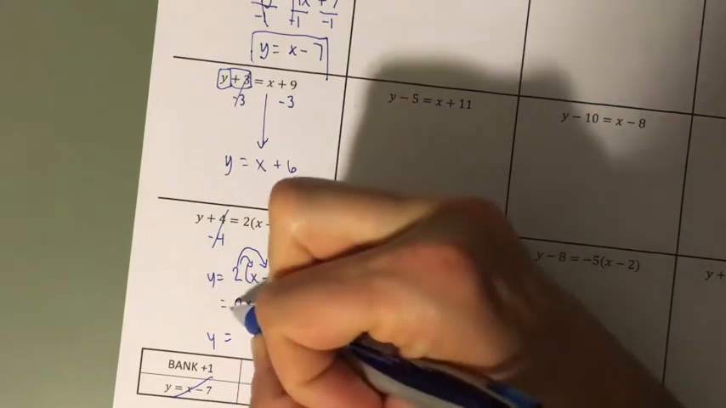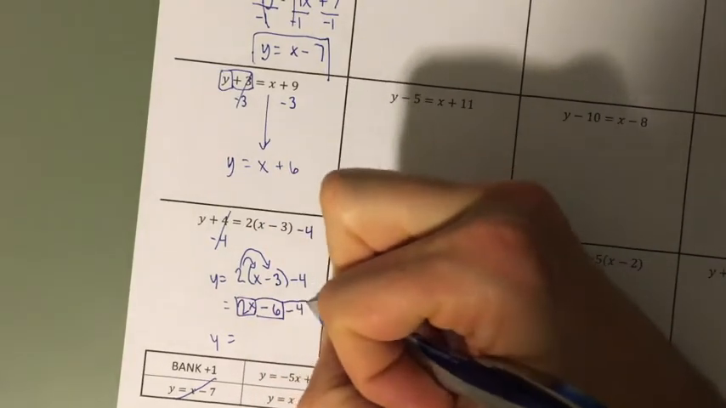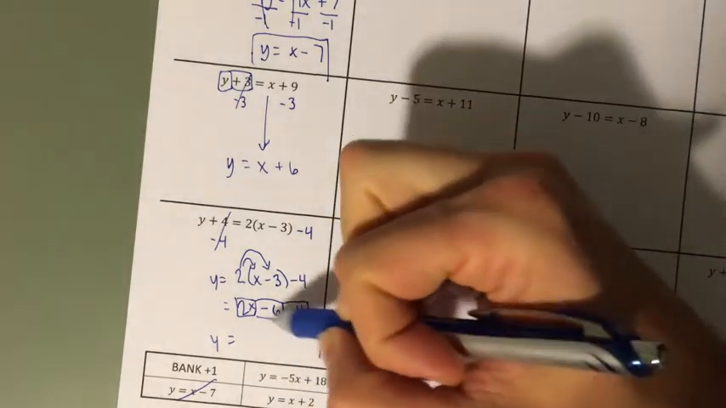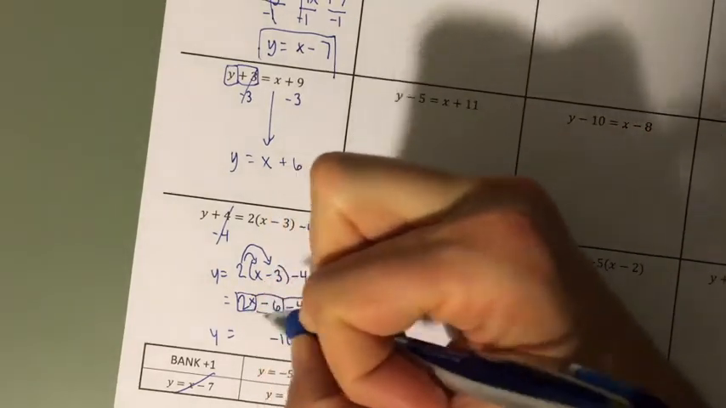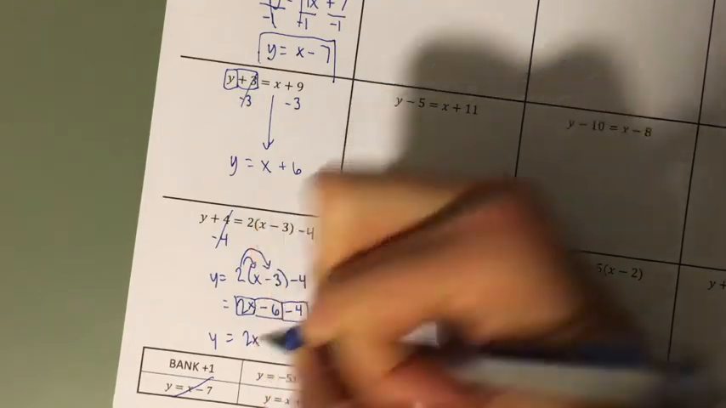So 2x minus 6 minus 4. And the question is, which of those two things can you put together? The negative 6 and the negative 4 are the same, so those just become a negative 10. So negative 6, take away 4, negative 10, and then 2x just comes down.